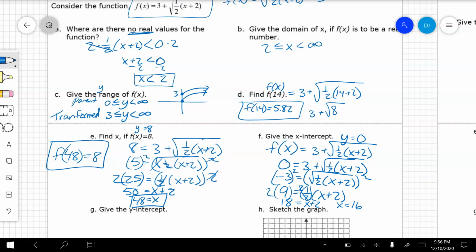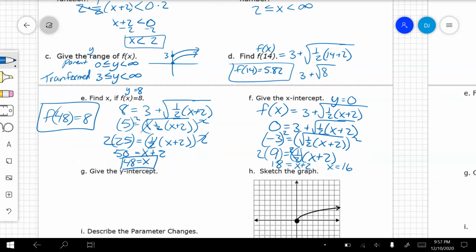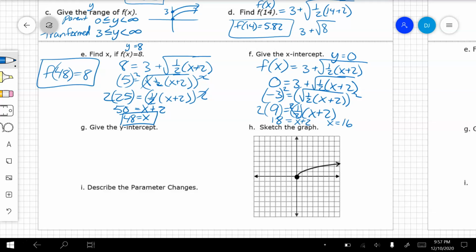Okay, and the reason why this will not work is because when we're looking at this as far as x equals 16, we can substitute that in to our original function, and it's not going to give us our value. So we could say, okay, it's not going to give us 0. So if we substitute it back in, we'd say 3 plus the square root of 1/2, 16 plus 2, that's 18. Half of 18 is 9, square root of 9. We want this to equal 0.